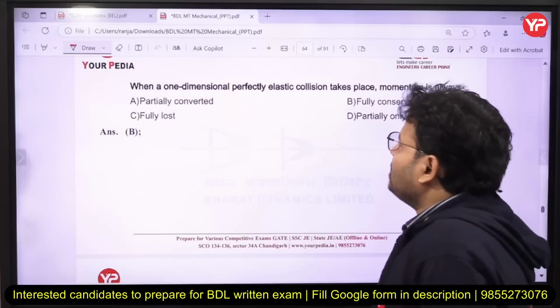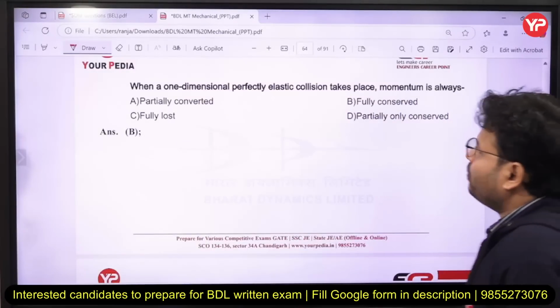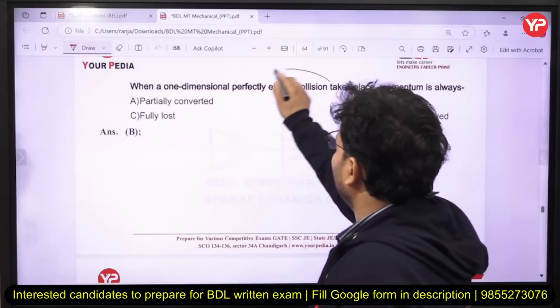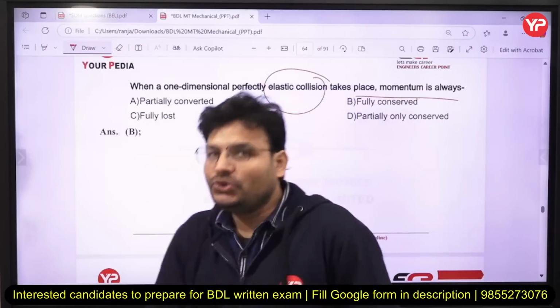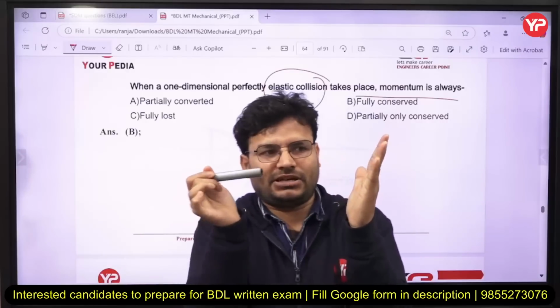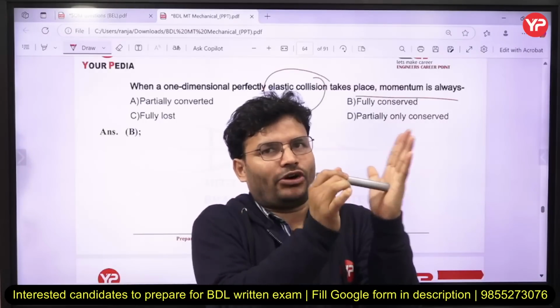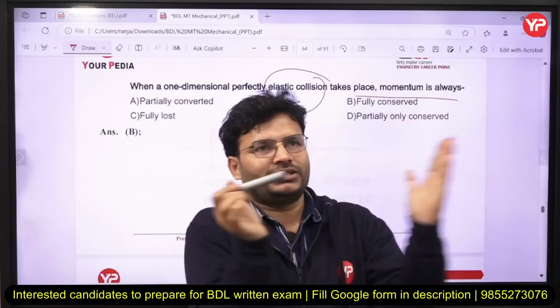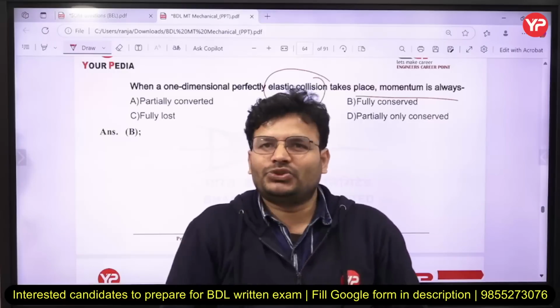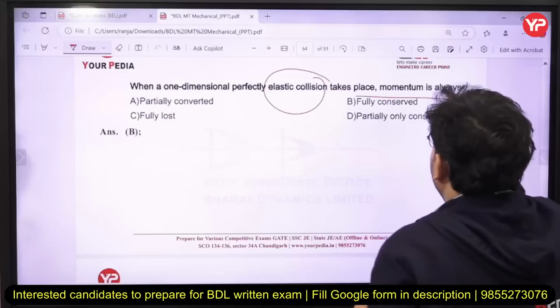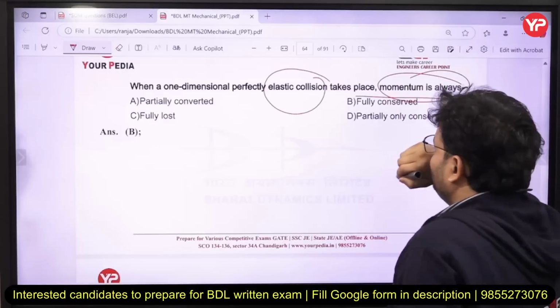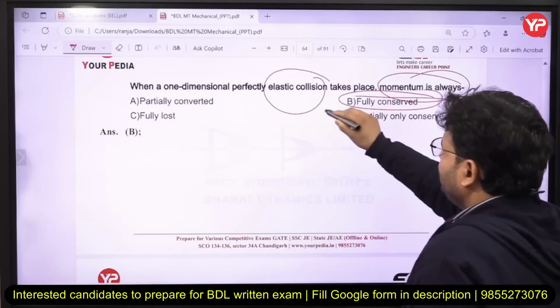In a one dimensional perfectly elastic collision, which type of collision, my dear friends? Elastic collision takes place, momentum is always... As I told you, in elastic collision, no energy is lost. Elastic means it is coming and going to collide and all the energy is going to be supplied to that object. So that is known as elastic collision. So in elastic collision, no energy is lost. So we can say what? Momentum will be what, my dear friends? It will always be conserved. So we can say what? Fully conserved. So the correct answer will be what?